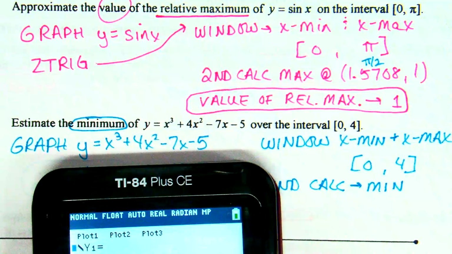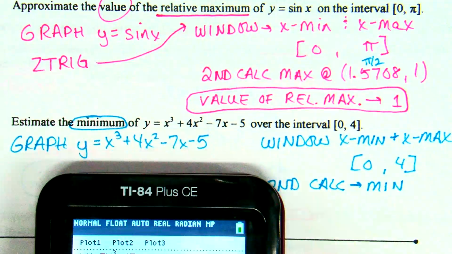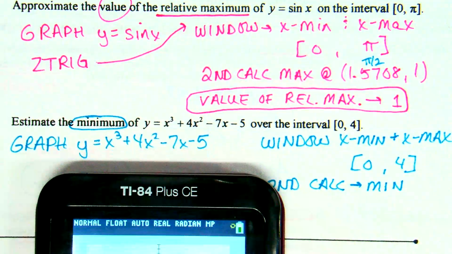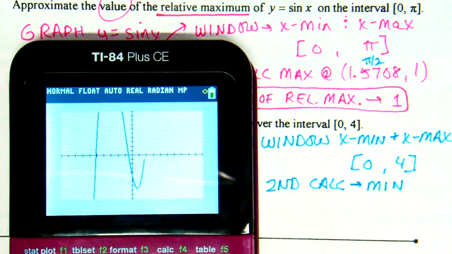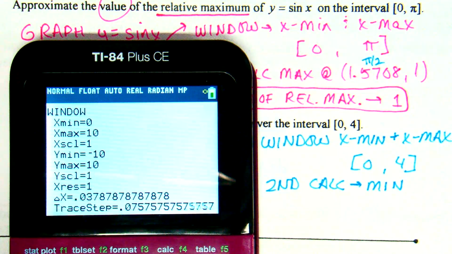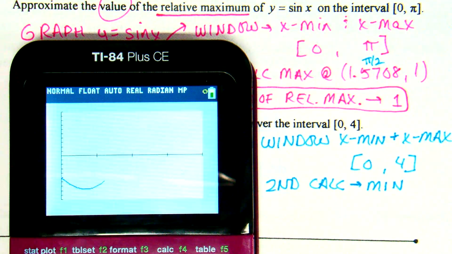So, x to the third plus 4x squared minus 7x minus 5. I'm going to do a zoom 6. You guys going to beat me there, or were you guys still copying? Okay. And honestly, I'm going to change the window, but really, can you tell from 0 to 4 where the minimum is? I mean, it's the only minimum there, isn't it? But if you want to specifically focus in, you can change your x min and x max to 0 and 4.